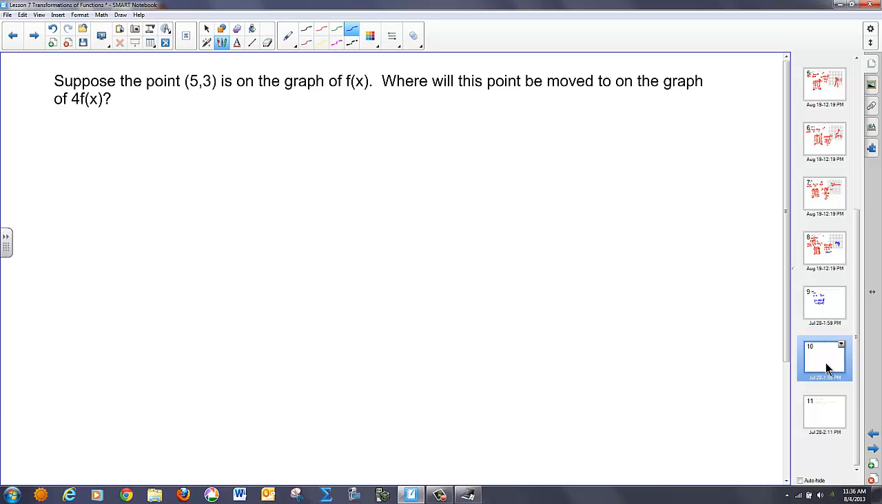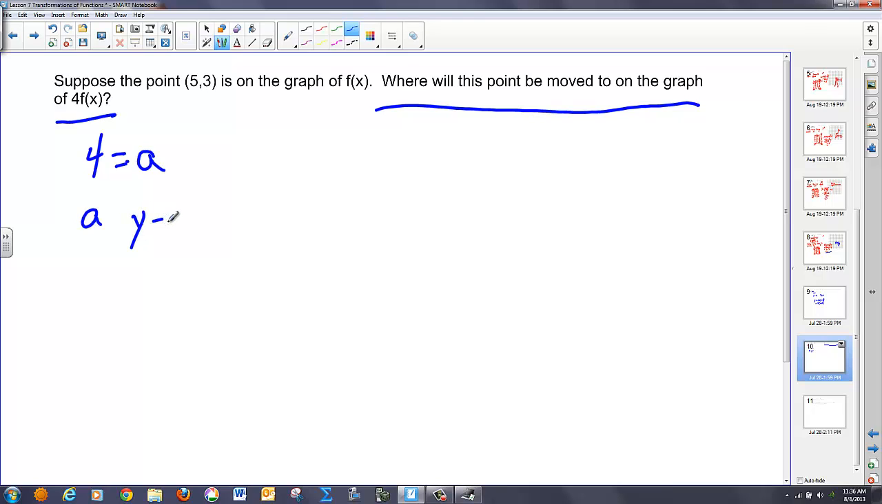Lastly, we're going to say that I've got some point on a graph, and I want to know where that point is going to be moved, assuming that I have 4 times f of x. Well, if we think about this, 4 is equal to my a value. And what does a actually do? A is a y multiplier. So what that says is all my x movements are going to be the same, but my y movements are going to be multiplied by 4.